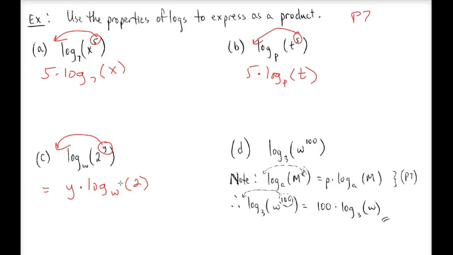And then of course for D, it's already worked out here. We see property 7 rewritten again, so we just take the 100, pull it out, and that would be just 100 times log base 3 of w. And again, we're not trying to solve for x or t or w or y. All we're trying to do at this point is take a logarithmic expression and write it as a product of two things. And what we did before was take a logarithmic expression and expand it out as a sum or difference of logarithms.